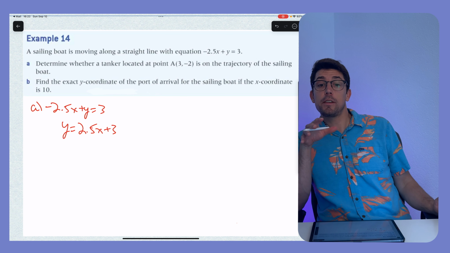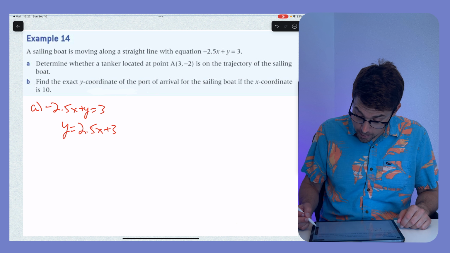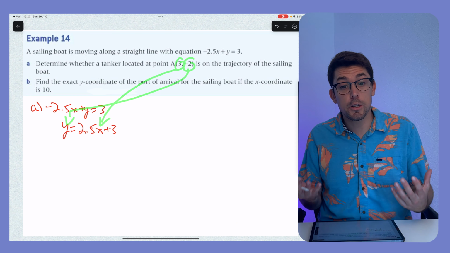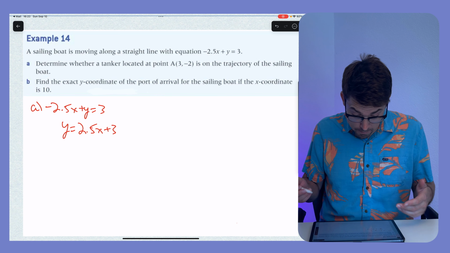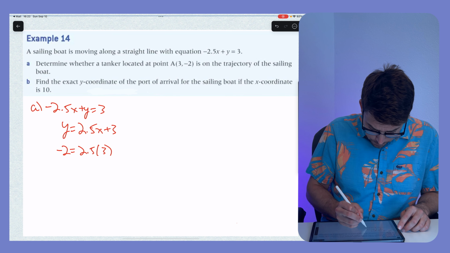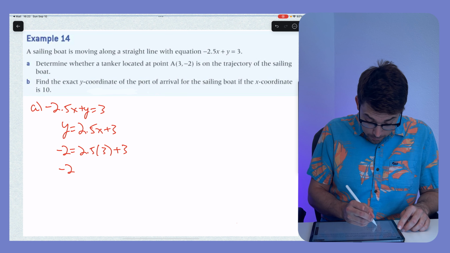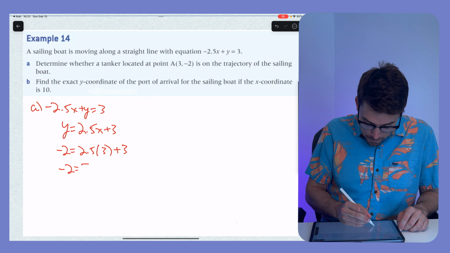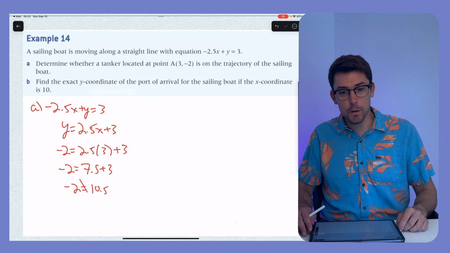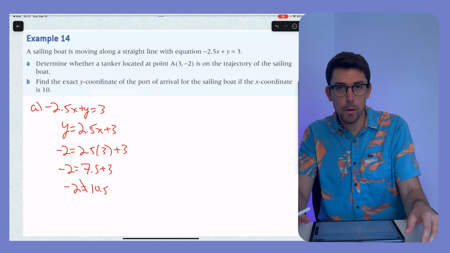Okay, so now that I have this in a nice easy form, just like our last problem, I'm going to see if this point is indeed on this line. So if I plug 3 in for my x coordinate and negative 2 in for my y, if both sides are equal, then it's on the line, and if not, it's not. So if I put in negative 2 is equal to 2.5 times 3 plus 3, kind of similar to the last one, I can already tell this is going to be a decimal. In that case, I'll have 7.5 plus 3. I'll have negative 2 is equal to 10.5. These are super not equal to each other. So in this case, no, the tanker is not on the trajectory of the sailboat. There's no possible collision or anything like that.